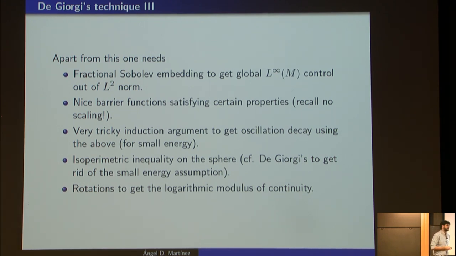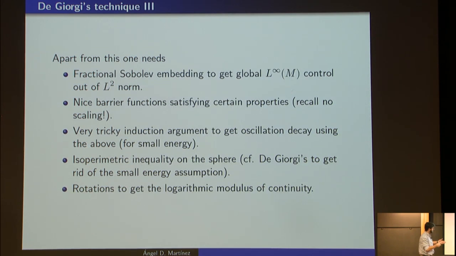So you need the sphere and not every manifold. Exactly, and that's one of the points where everything breaks down for something that is not the sphere. We really use an approximation of the sphere. We use stereographic coordinates. We really need to control everything somehow.